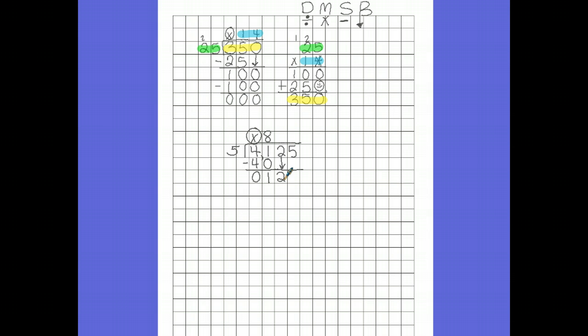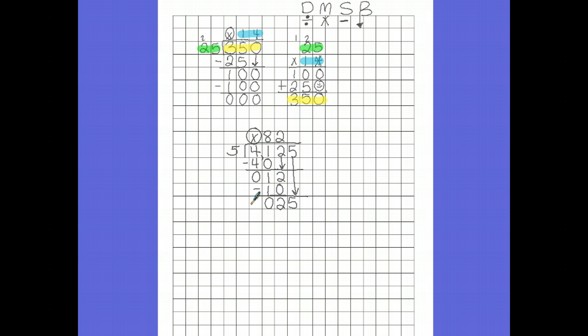So how many times can 5 go into 12? 5 can go into 12 2 times. 2 times 5 is 10. Then I subtract. 2 minus 0 is 2. 1 minus 1 is 0. And I have something to bring down, so I'm going to bring it down. That means I have to do all steps over again.